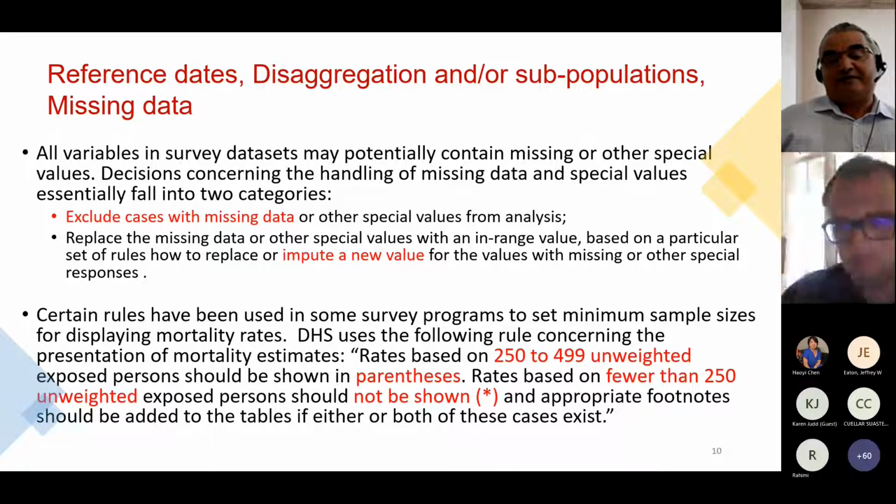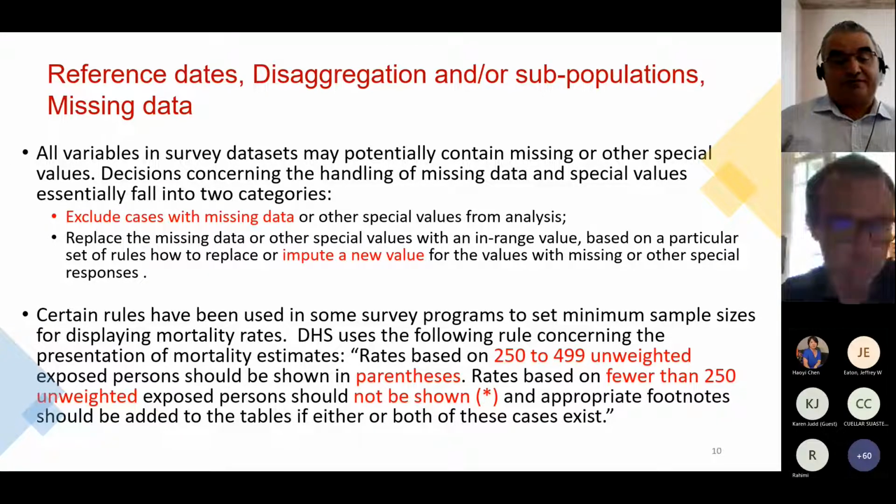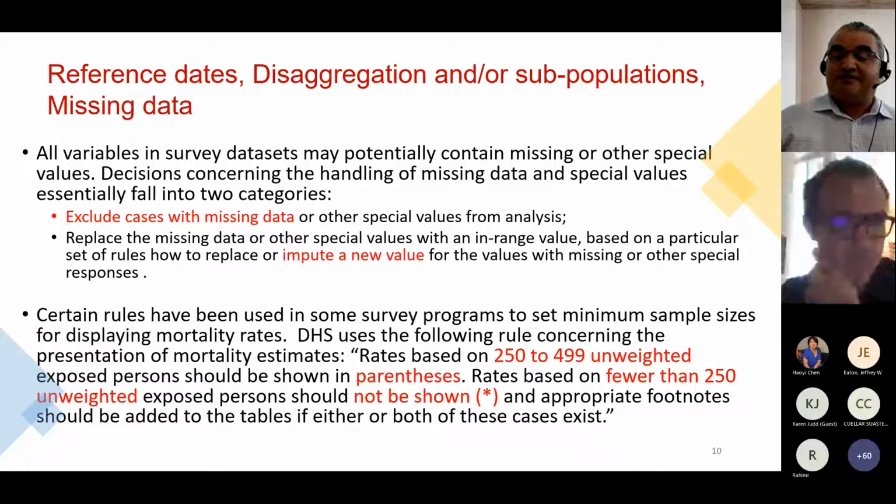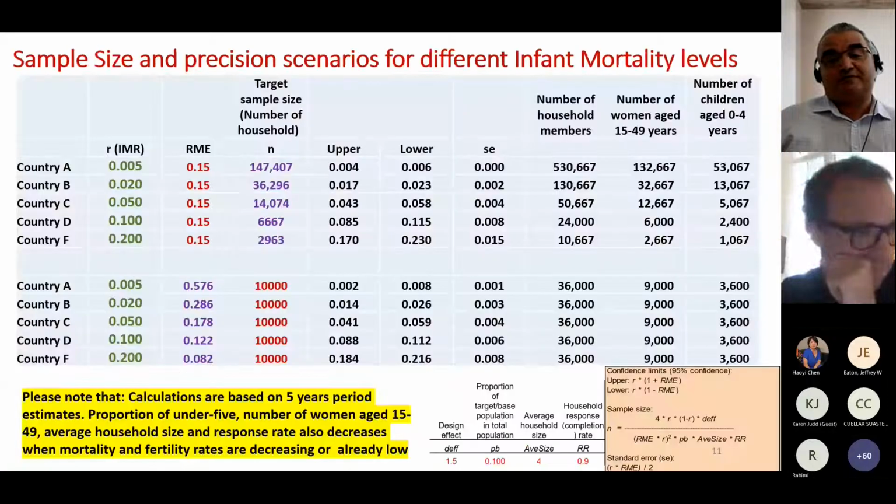If you look at the DHS regulations, for example, the DHS does not present the results if they are based on fewer than 250 unweighted observations, or they give the results in parentheses, meaning please use these figures carefully if the rates are based on 200 to 500 unweighted exposed persons. So this is really a challenging process, and we need a significant number of observations to do that.